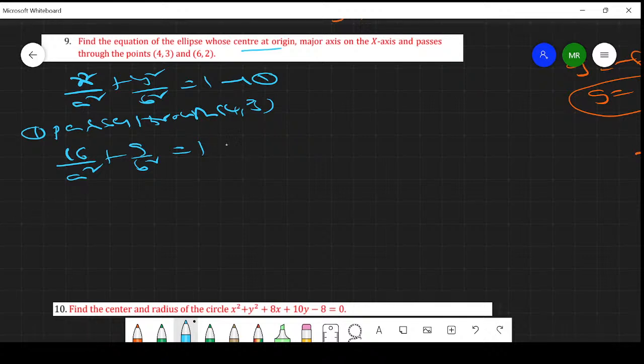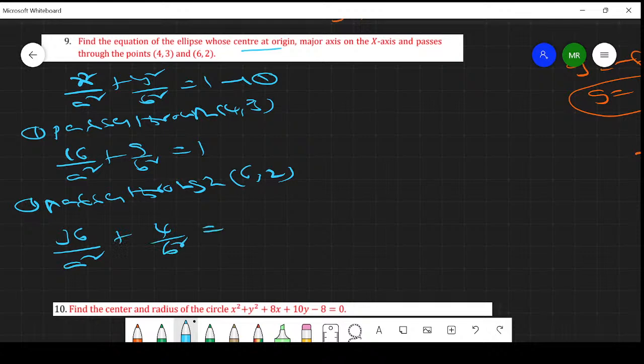Again, the ellipse passes through (6, 2). Again substitute in this, it comes 36 by a square plus 4 by b square is equal to 1. You should find a and b values. To solve these two equations, you should find a and b values.